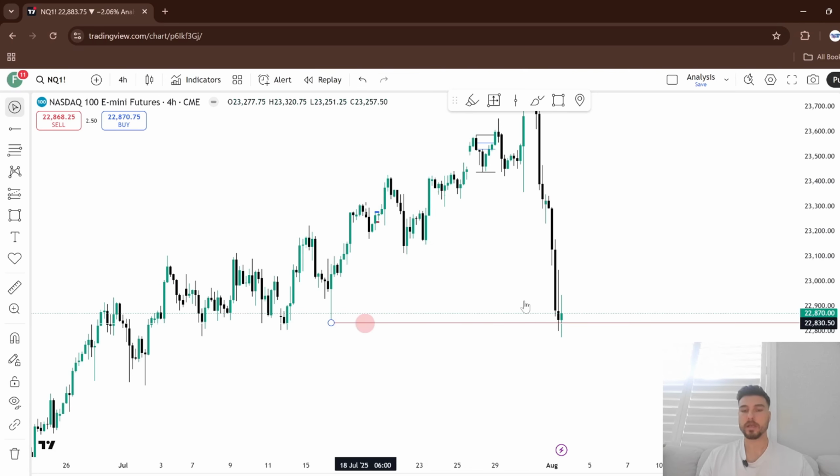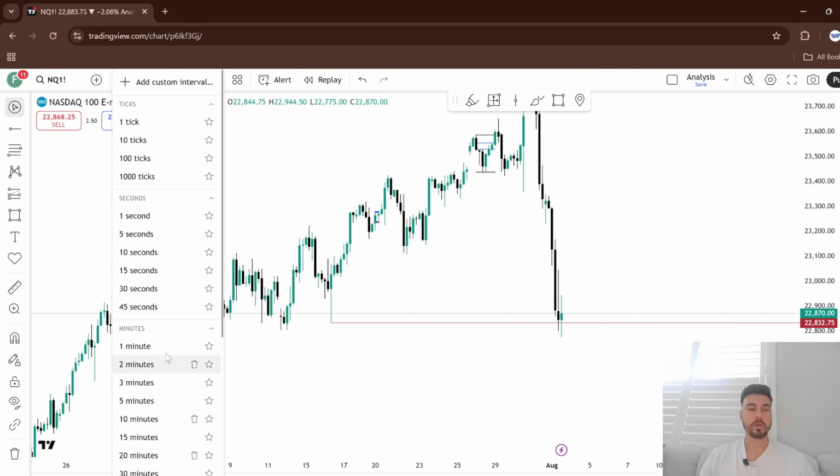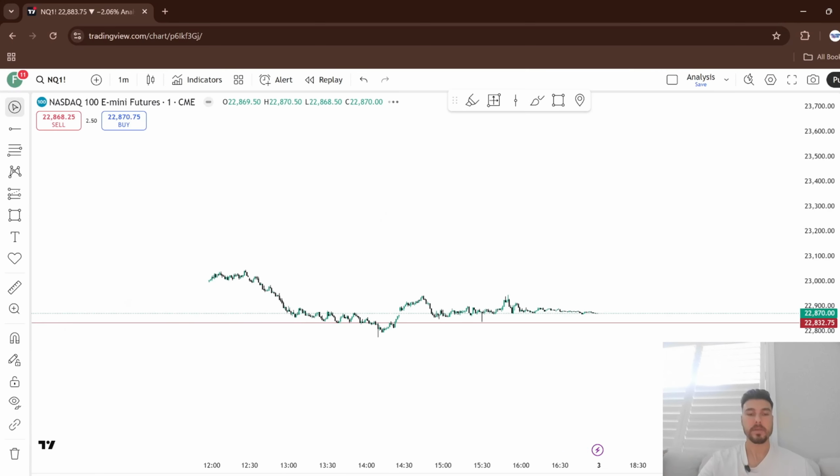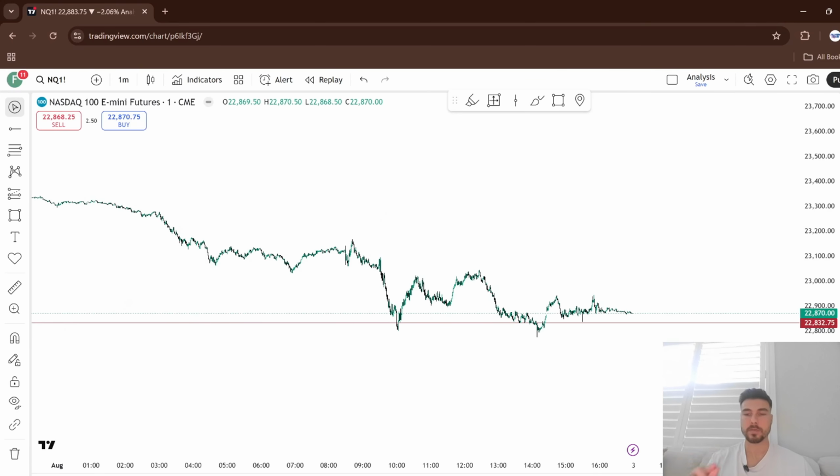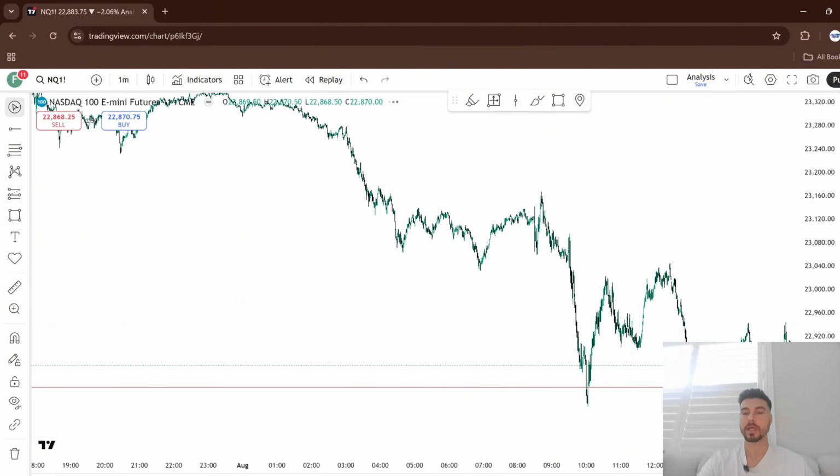So on the 4-hour chart, we get the sweep of sell side. We go back down to the 1 minute chart, and this is where we're going to pair a few concepts that ICT has talked about. We're going to discuss the 9:30 to 10 Judas Swing, the power of 3, and also the way in which news can manipulate price action.